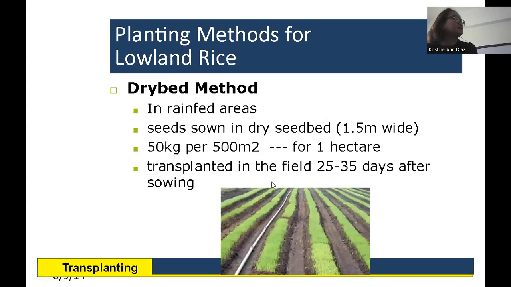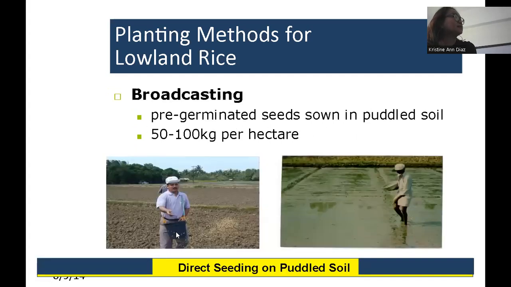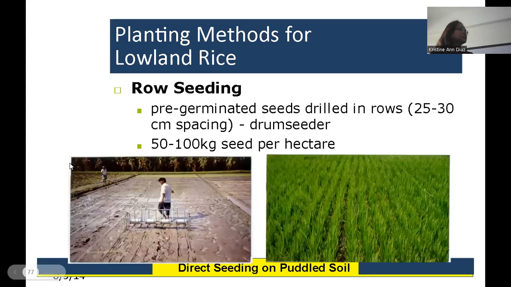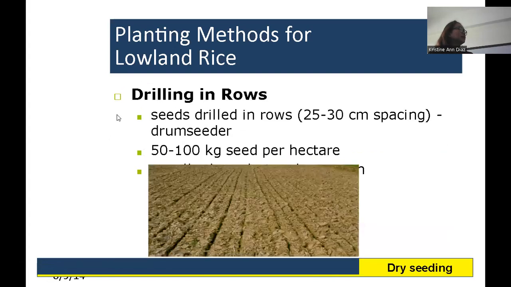And dry bed, ganito siya. 50 kilograms to 5 square meter for 1 hectare. And after 35 days. Well, casting, dali lang, diretso na nimo siya. Pre-germinated siya ha, like 24 hours even more. And then row seeding. Ayan. Drilling method.